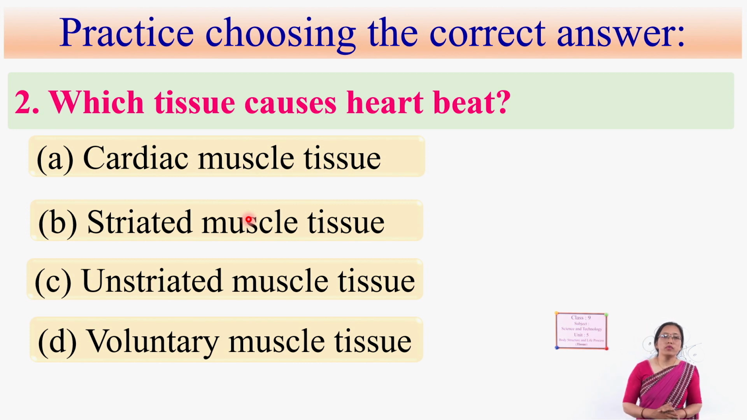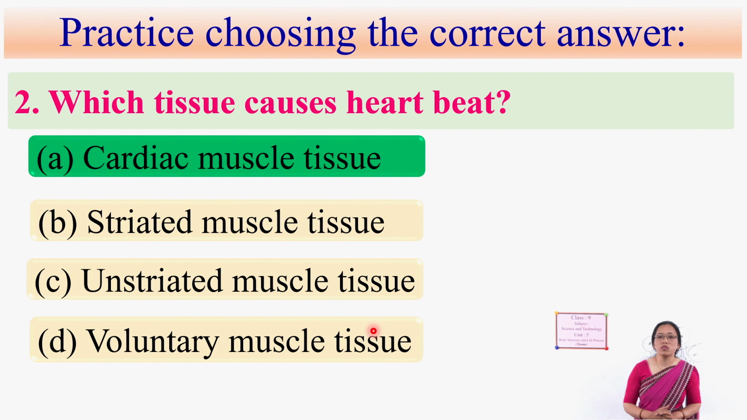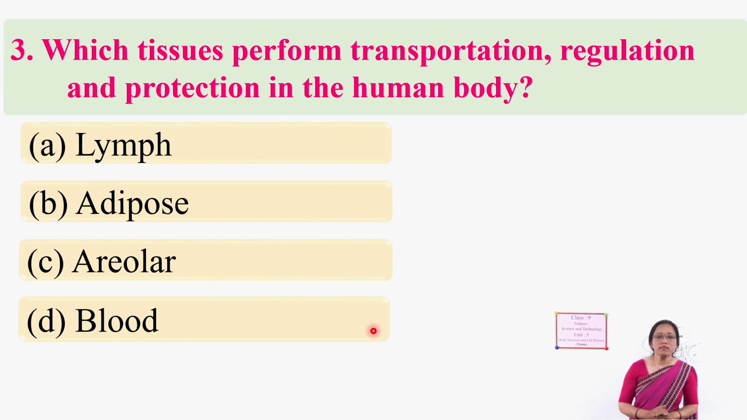Next one is, which tissue causes heartbeat? Which one? Cardiac muscle, striated muscle, unstriated muscle, voluntary muscle, which one? Yes, cardiac muscle. Very good. Next question is, which tissue performs transportation, regulation and protection in the human body? Which one? Yes, lymph, adipose, areolar, blood.